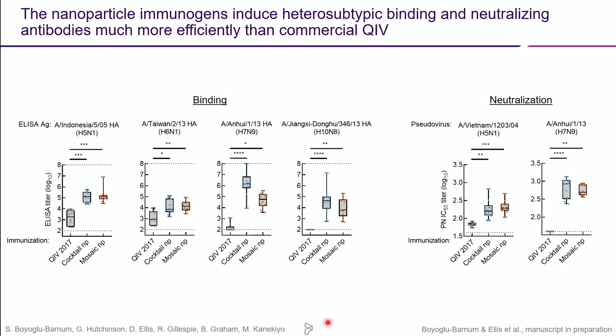What's really interesting is when we go further afield and we look at distant cousins on the flu family tree, like pandemic bird flu, H5N1, we see that both nanoparticle formats significantly outperform the commercial vaccine. So for H7N9, for example, the commercial vaccine does absolutely nothing for you. You get no antibodies against H7, but both nanoparticle formats induced robust binding and neutralizing antibodies against H7 and 9.